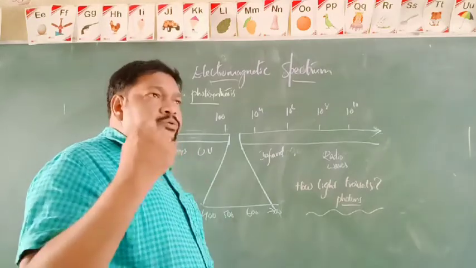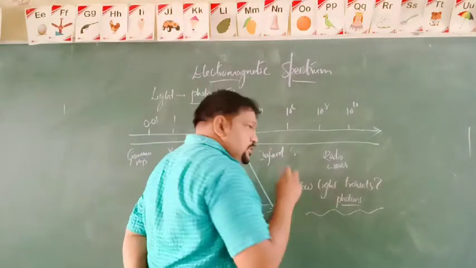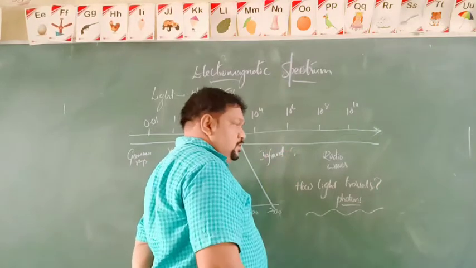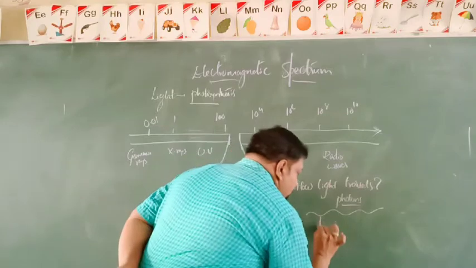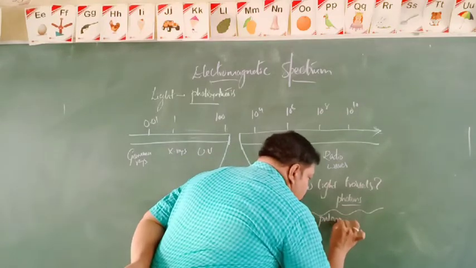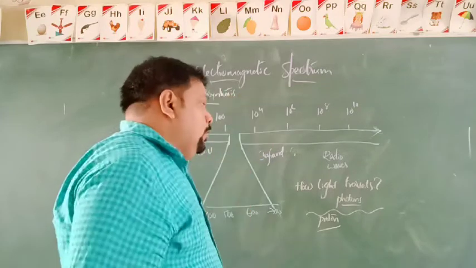The smaller units of light are called photons, whereas the smaller positively charged particles are called protons. So you should know the difference between the proton and the photon, my dear children.